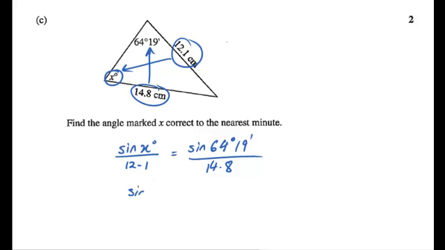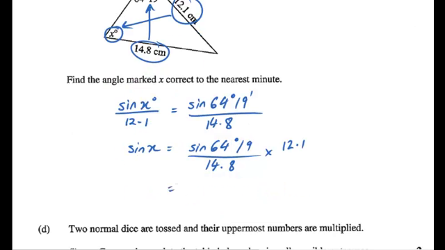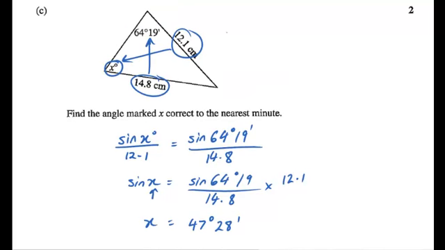So that means we have sine x equals sine 64 degrees 19 over 14.8 multiplied by 12.1. And when you do that on your calculator, remembering it's an angle, so press shift, then x should equal 47 degrees and 28 minutes to the nearest minute. Alright, and I think that was 2 marks.